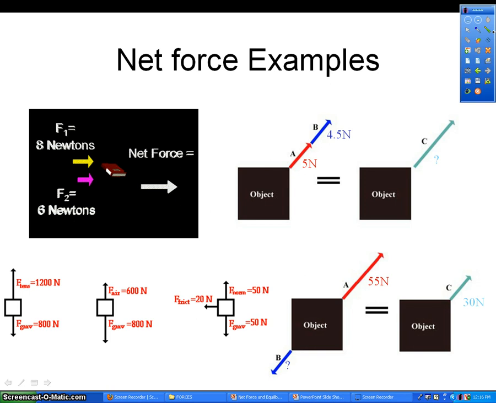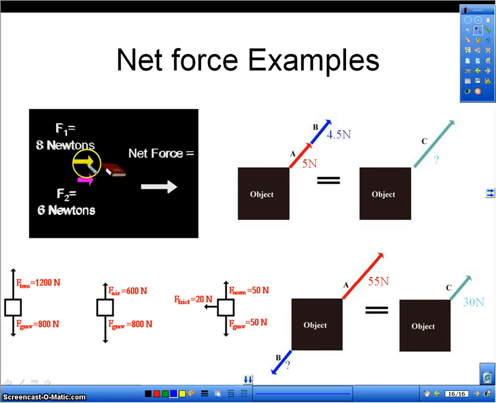Alright, so here is the net force for each of these. In this case, 8 newtons and 6 newtons together give you 14 newtons to the right. That's the net force, and since both point to the right, you add them up. In the case to the right of that, 5 newtons and 4.5 newtons acting in the same direction would give you 9.5 newtons of net force. That would be what we call F net.